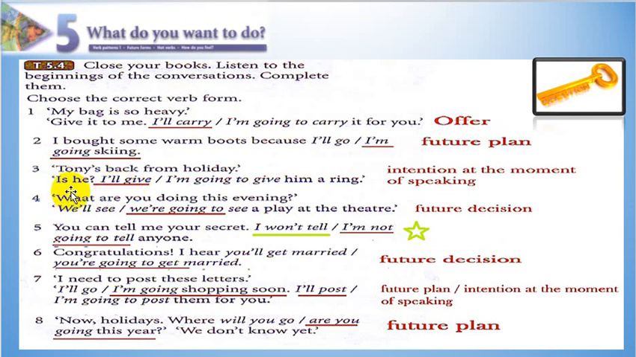Okay, I also have a tip for you. Tony's back from holiday. Is he? I'll give him a ring. A ring, not a bracelet or a ring you wear, but a call. I'll give him a call. Intention at the moment of speaking. Okay, use will. What are you doing this evening?